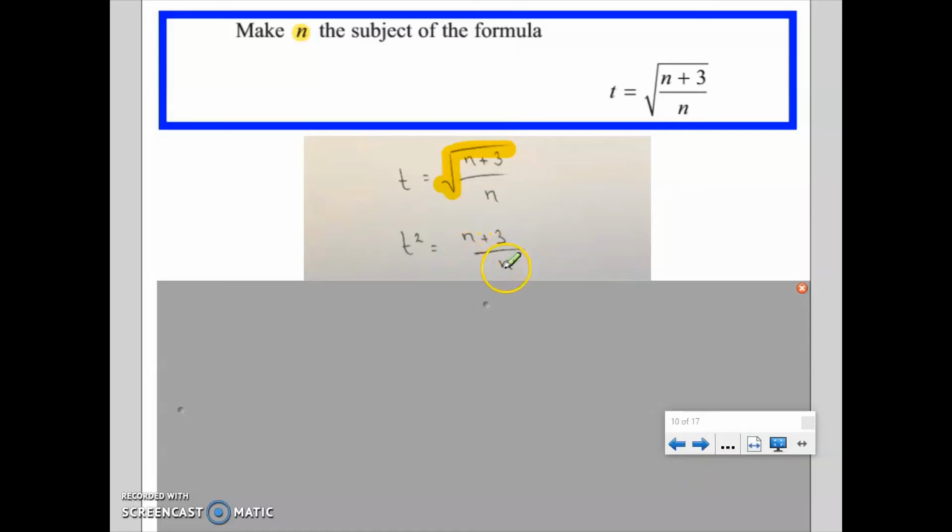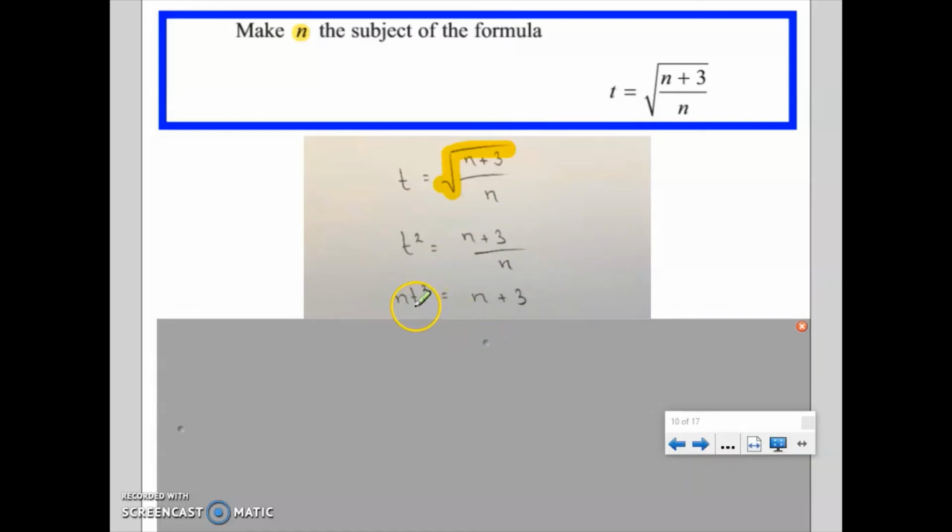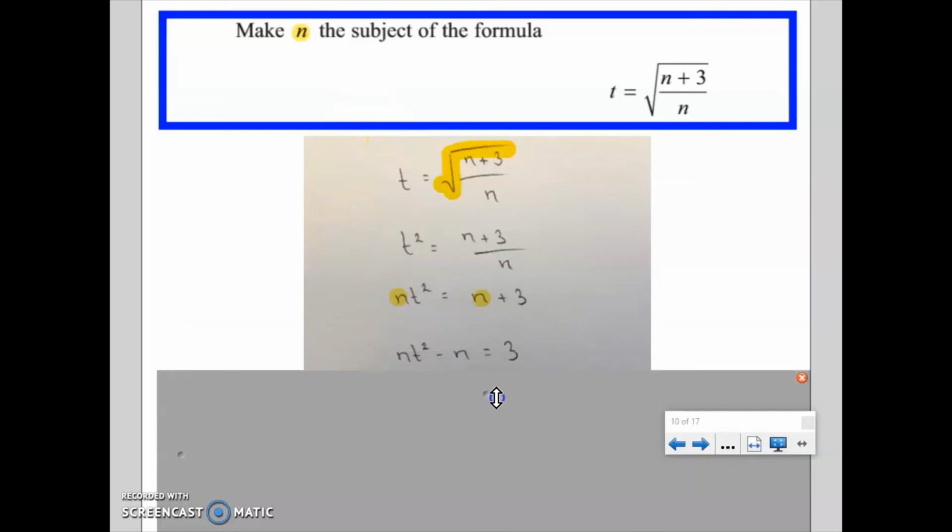This is a divide by n, so I'm going to multiply both sides by n. Now I'm dealing with two n's, which is a problem because I want to finish with a single n. So I need to get them onto the same side. So I've subtracted n from each side. Now I've got the n's on the same side.